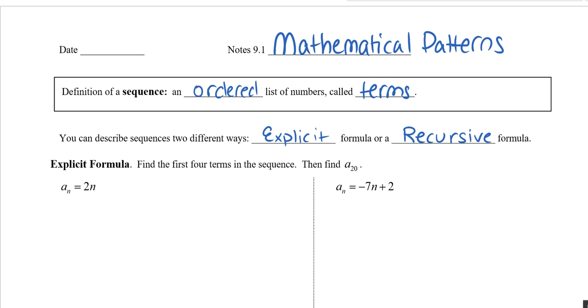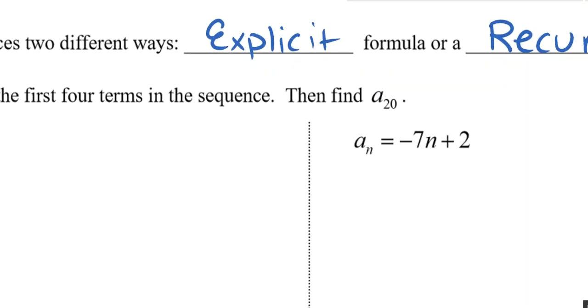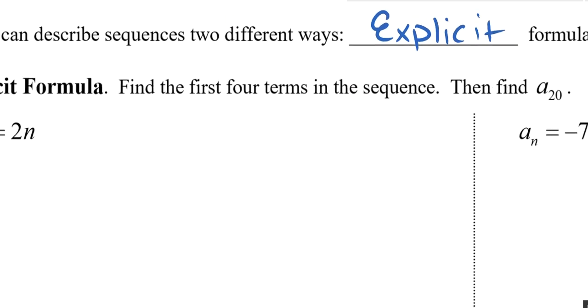So first we're going to take a look at explicit formulas. They ask us to write the first 4 terms in the sequence and then find the 20th term. Notice the notation here. When it says a with a 20 as a subscript, that means a sub 20, or the 20th term. So we're going to take a look at this one first over here.